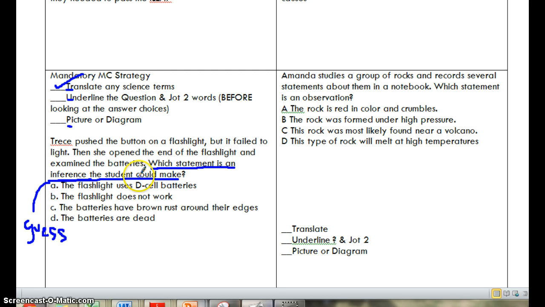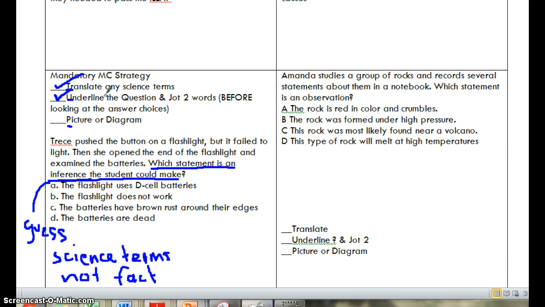Jot down 2 words. So again, after you translate it, jot down another 2 words. So I know it's a guess. I know it probably has science terms. And what else do I know about an inference? It's not a fact. So just by starting to think about what the answers will be about before I even read them, that's going to help me in these multiple choice questions. After you're done underlining and jotting 2 words down, check that box off.